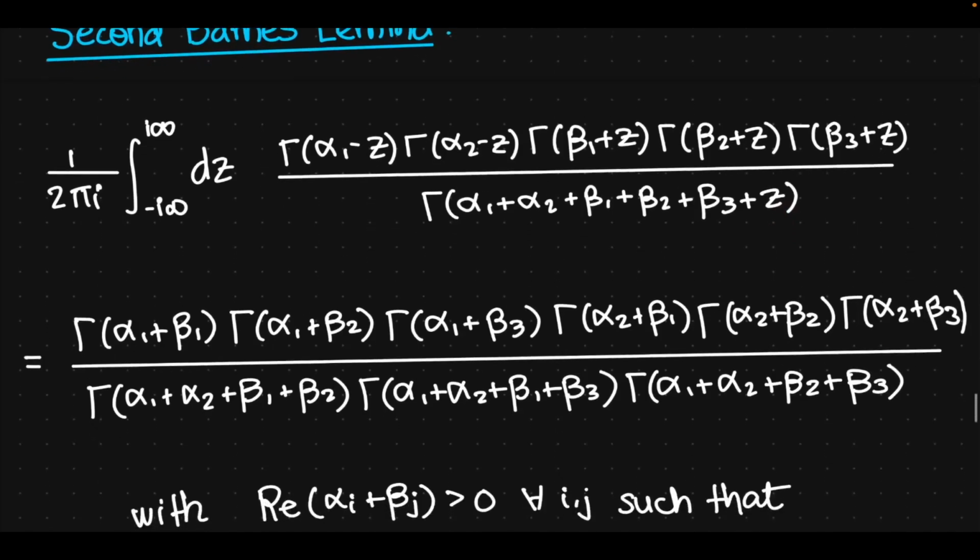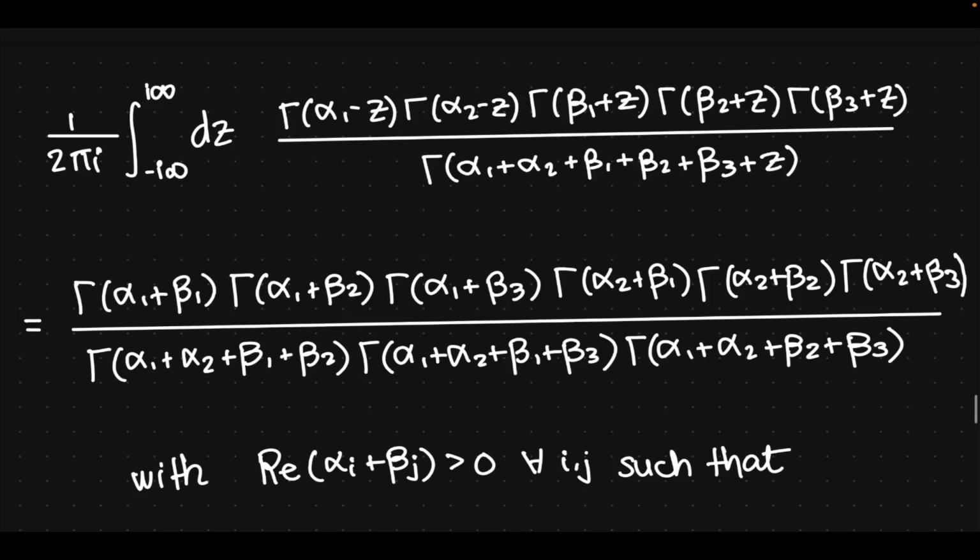And all that is equal to, now this is quite a mouthful, gamma of alpha 1 plus beta 1, gamma of alpha 1 plus beta 2, gamma of alpha 1 plus beta 3, gamma of alpha 2 plus beta 1, gamma of alpha 2 plus beta 2, gamma of alpha 2 plus beta 3 divided by gamma of alpha 1 plus alpha 2 plus beta 1 plus beta 2 times gamma of alpha 1 plus alpha 2 plus beta 1 plus beta 3 times gamma of alpha 1 plus alpha 2 plus beta 2 plus beta 3.